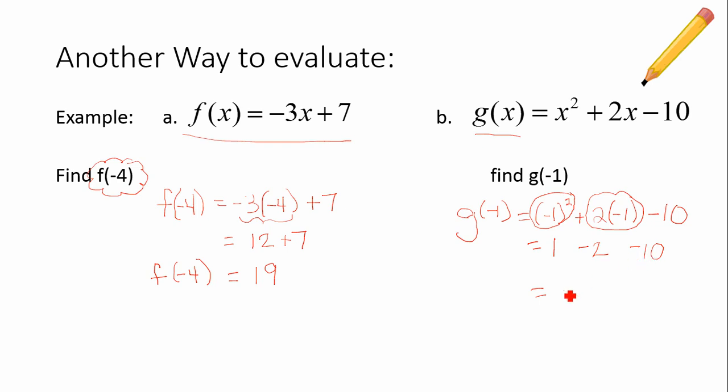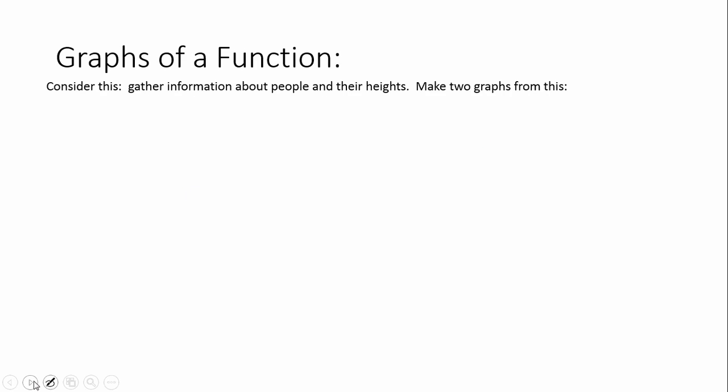Minus 10 more makes -11. So the value of g at -1, or g of -1, equals -11. So we've been evaluating functions. Now let's take a look at graphs of functions.